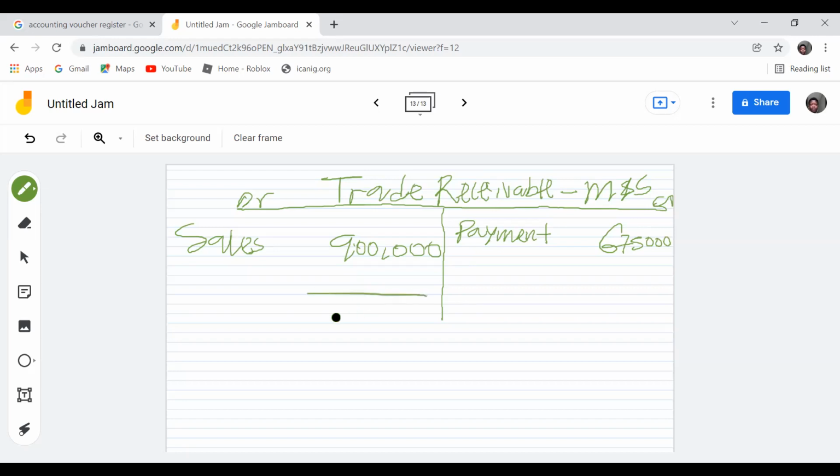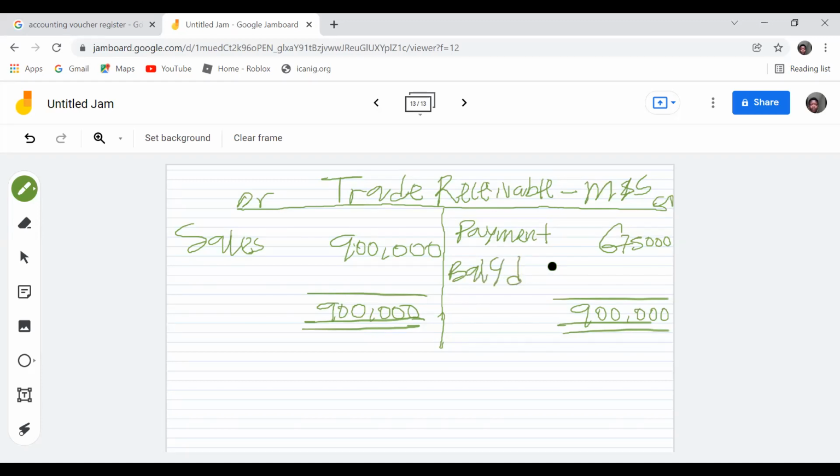Everything still has to agree to 900,000. Both the debit and the credit side have to be the same. I know this is a receivable account. Receivable is an asset account, and all asset accounts will have a debit balance.